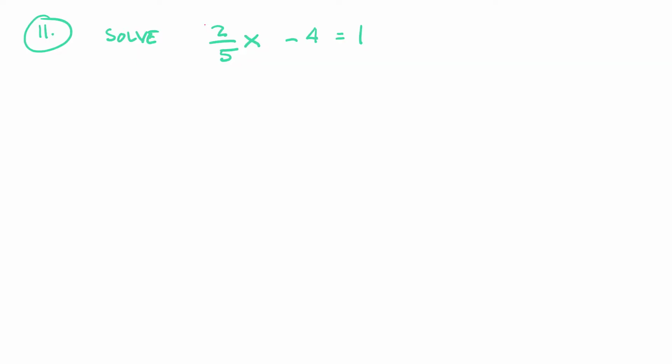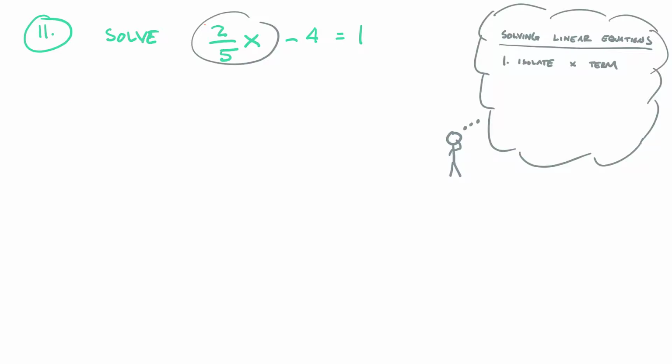Okay, so for example number 2, let's say that you want to solve 2/5 x minus 4 is equal to 1. Okay, now oftentimes I think about there's like a step-by-step process that goes on in my head. Like, here's things I need to do in order to solve this thing. What's the first thing that I should look at doing?